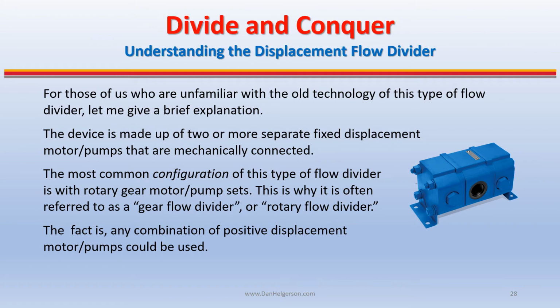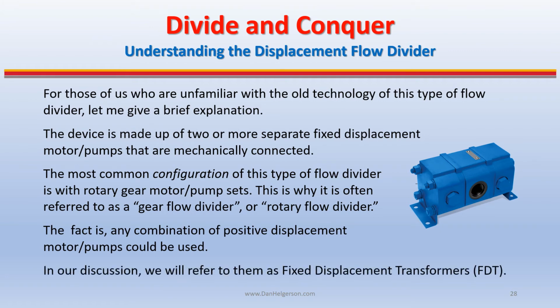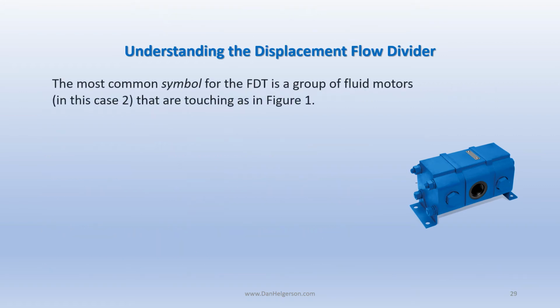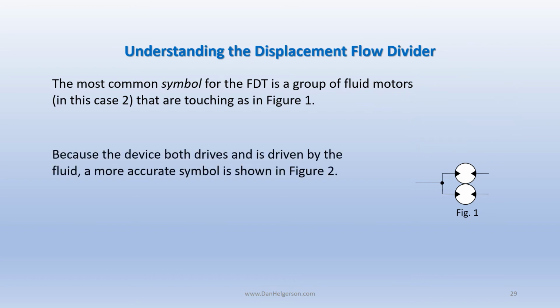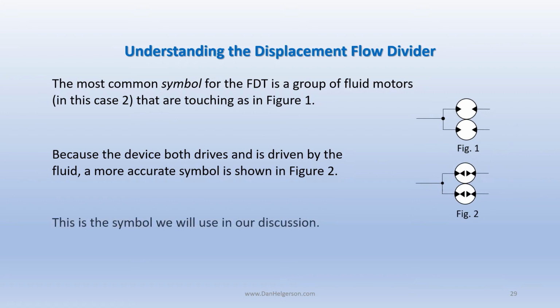The fact is, any combination of positive displacement motor pumps could be used. In our discussion, we will refer to them as fixed displacement transformers, or FDTs. The most common symbol for the FDT is a group of fluid motors, in this case two, which are touching, as in Figure 1. Because the device both drives and is driven by the fluid, a more accurate symbol is shown in Figure 2. This is the symbol we will use in our discussion.